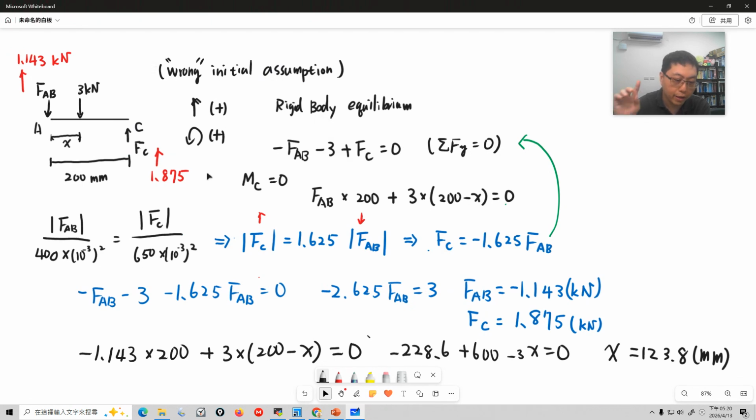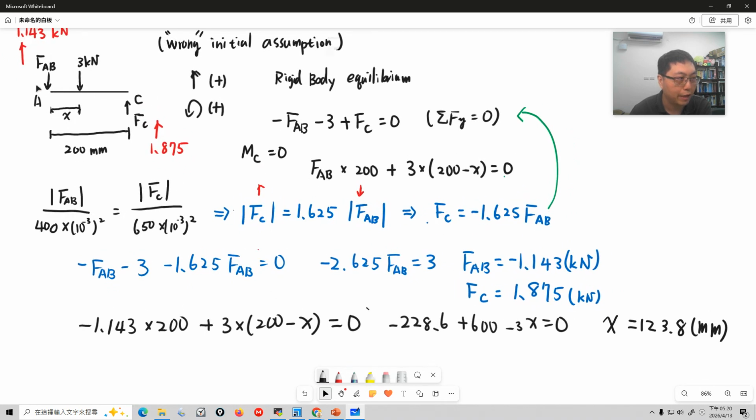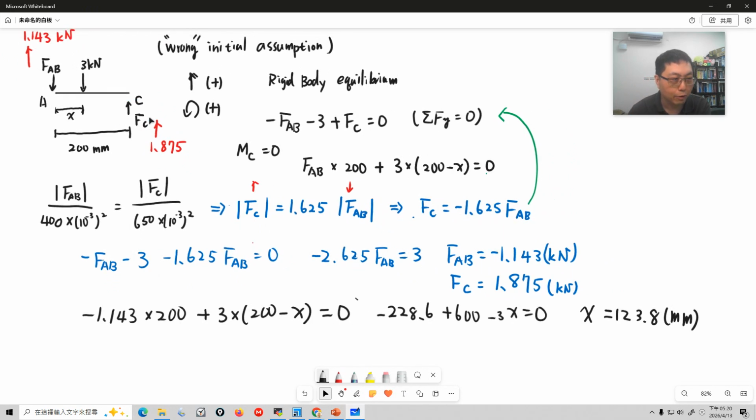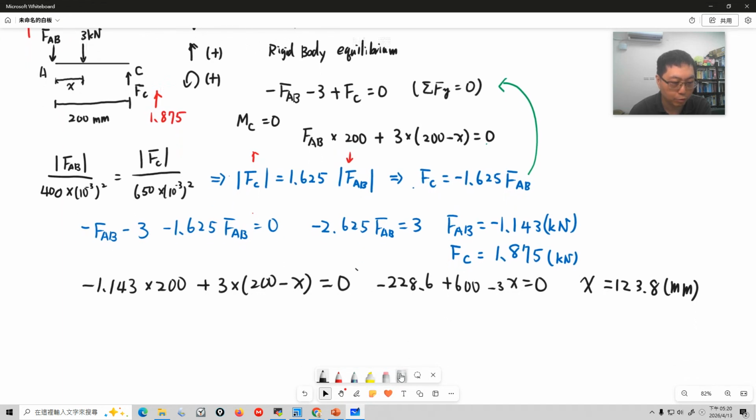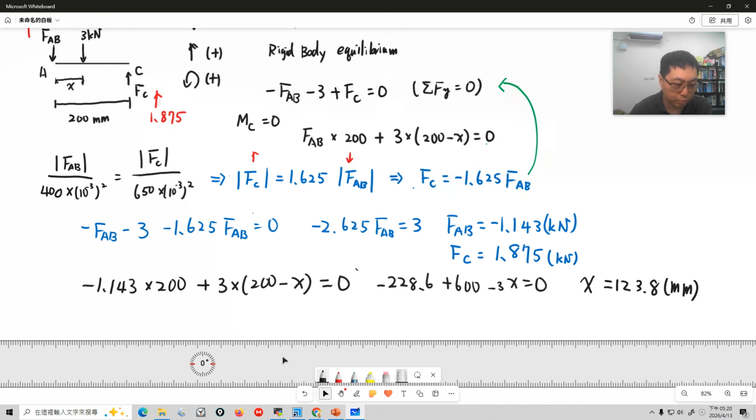Let's raise another example. Even if I assume both directions of force AB and force C wrong initially, I still can get the right answer. So let's do this again. If I make a wrong direction assumption for both force AB and force C, what will happen? Let me draw this problem again.